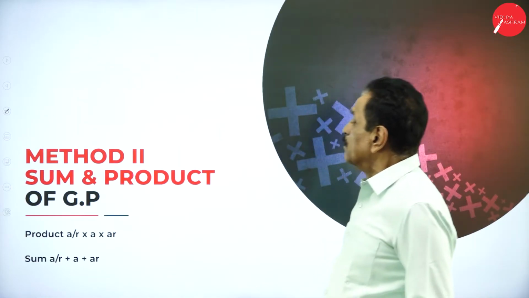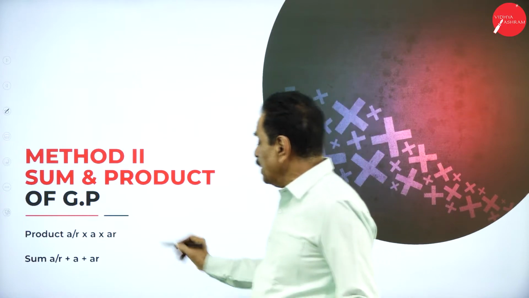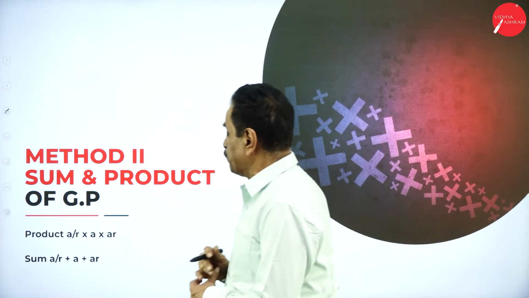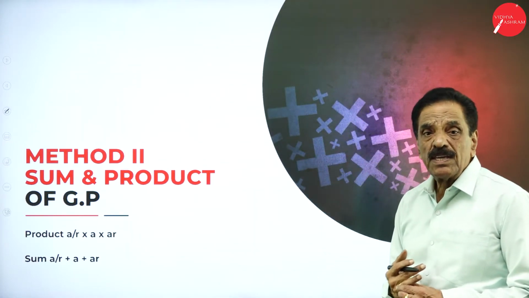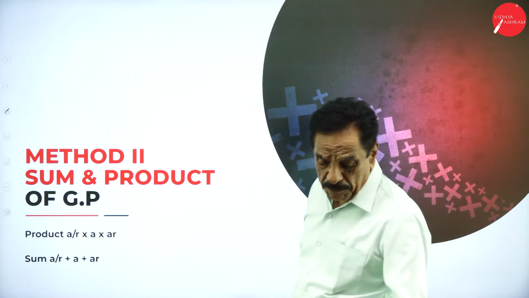Next one, method 2: sum and product of GP. A by R into A into AR is called the product, and the sum is A by R plus A plus AR.